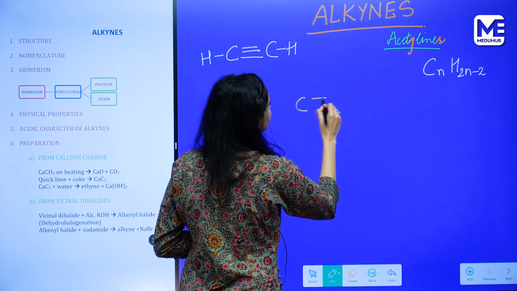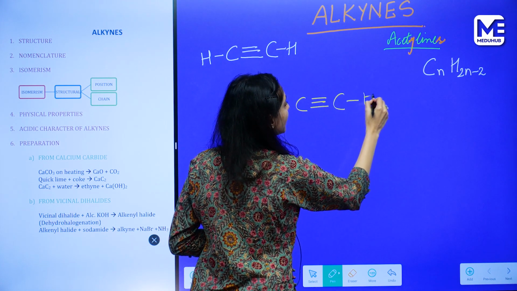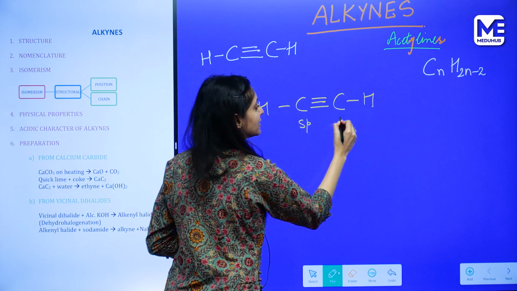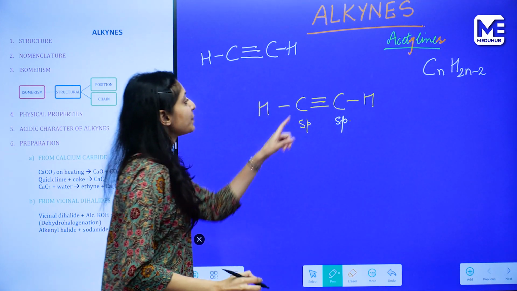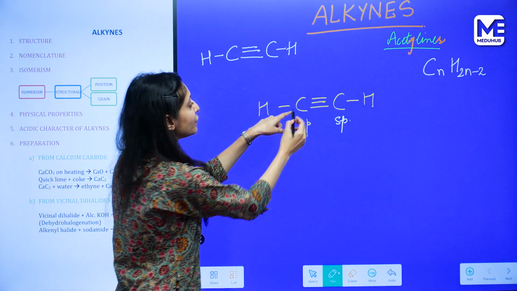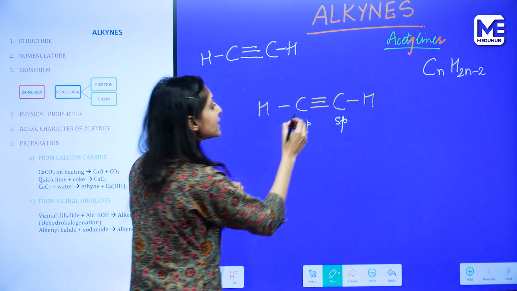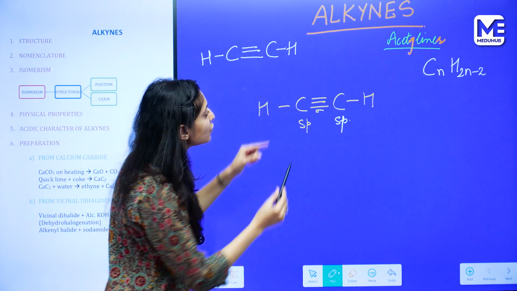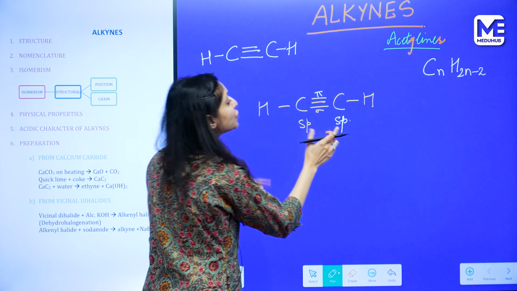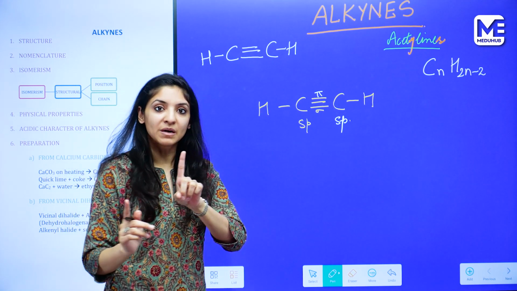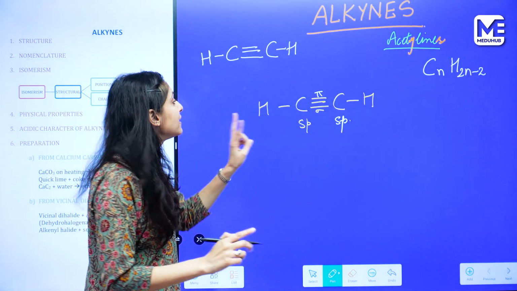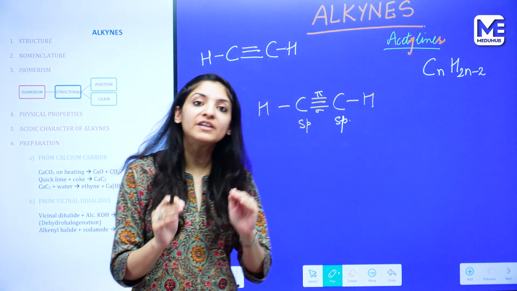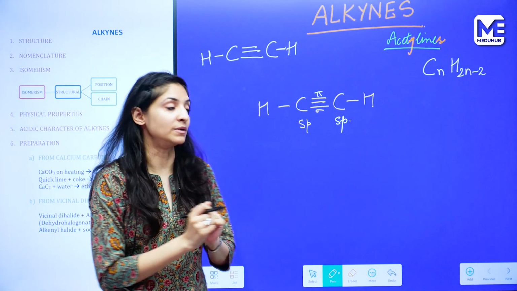Now, what is the structure of alkynes? We have a carbon here with a triple bond. There's a hydrogen here. Each of these carbons is sp hybridized. So, the sp orbital of this carbon forms a head-on sigma bond with the sp orbital of this carbon here. The remaining two bonds are pi bonds. So between these two carbons, there is one sigma bond which is formed by head-on overlap, and there are two pi bonds between these two carbons which are formed by sideways overlap of the p orbitals of carbon.